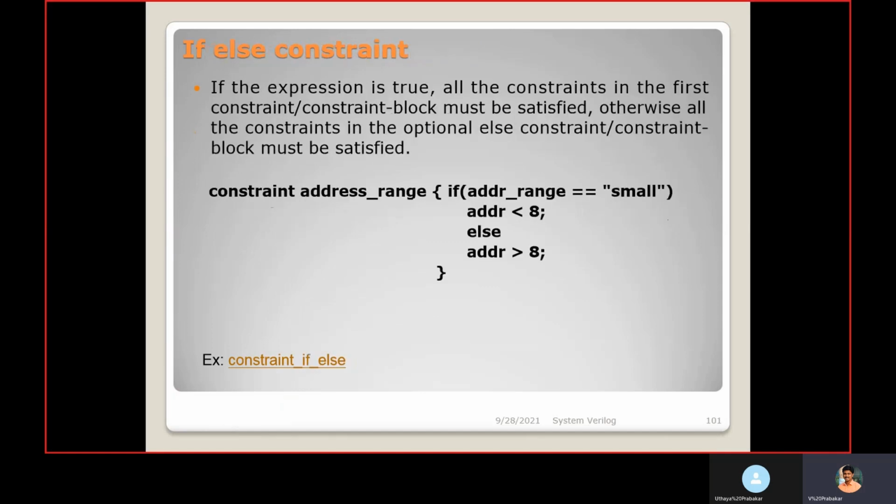Then the if else constraint. Like if else, we are applying the constraint. If this condition is true, this constraint will be applied. If this is not true, the else part, whatever constraint you are mentioning, will be applied to the variable.